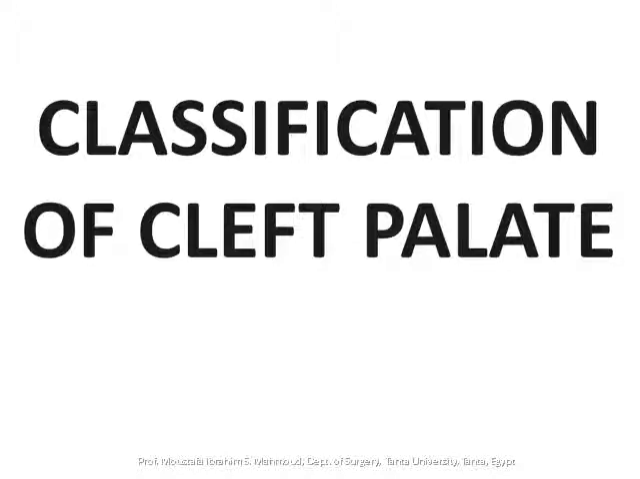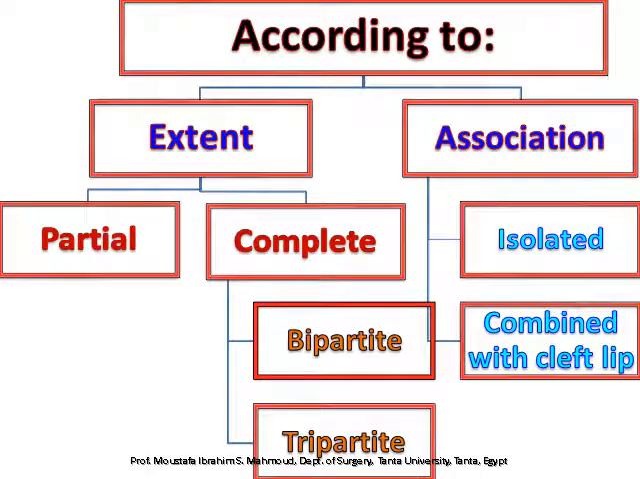Classification of cleft palate. According to the extent, it may be partial or complete. The complete might be bipartite, formed of two parts, or tripartite, formed of three parts. According to the association, it might be isolated cleft palate alone, or combined cleft palate with cleft lip.